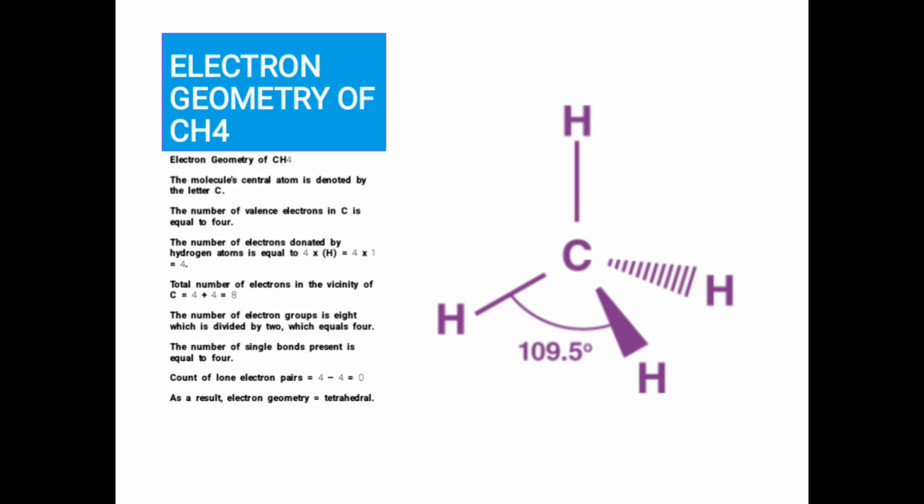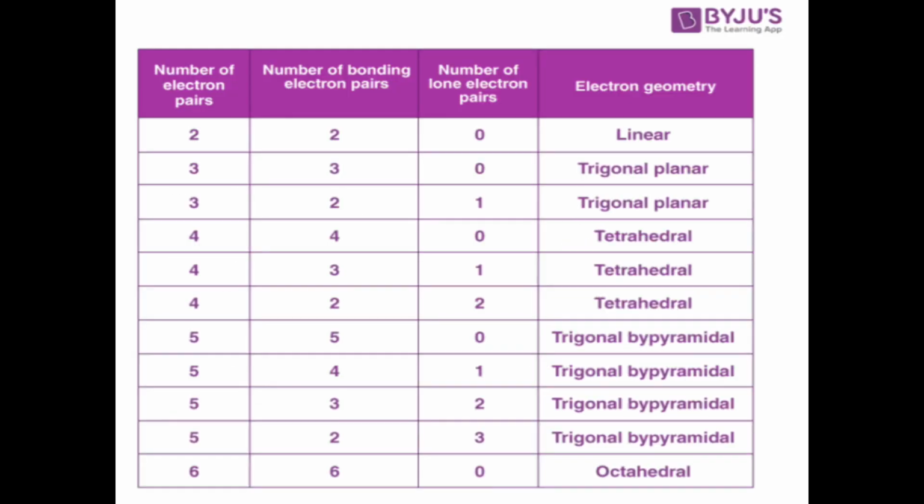The electron geometry will be tetrahedral. That's how to determine the electron geometry of a compound. So you can take other compounds and treat them as well using this method we have mentioned. Okay, so we can predict the number of electron pairs and the electron geometry. When you have the number of electron pairs to be 2, the bonding electron is 2 and lone pair is 0, you are going to have linear.